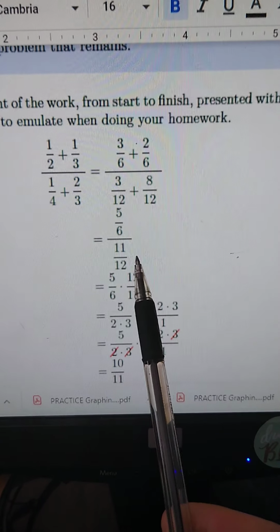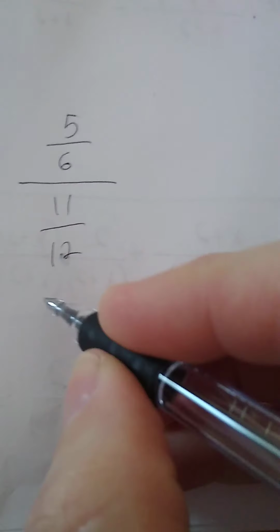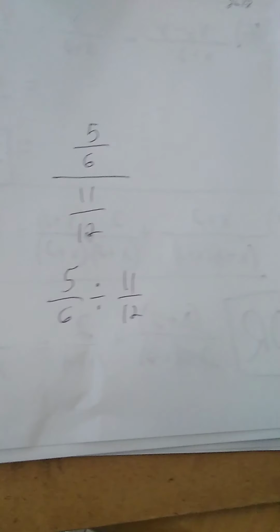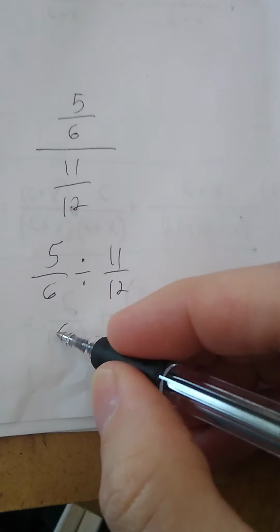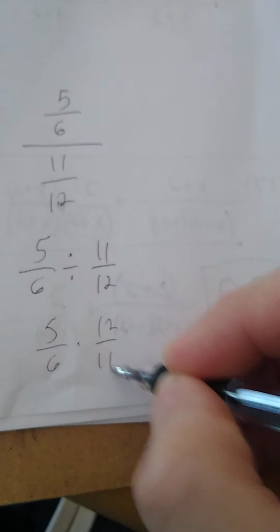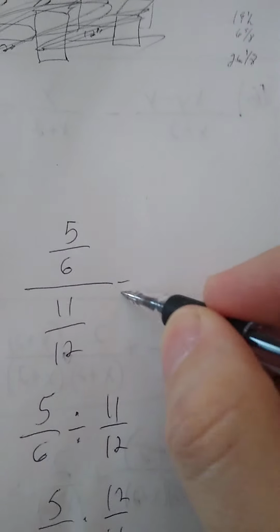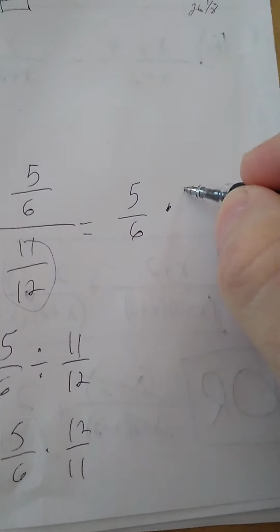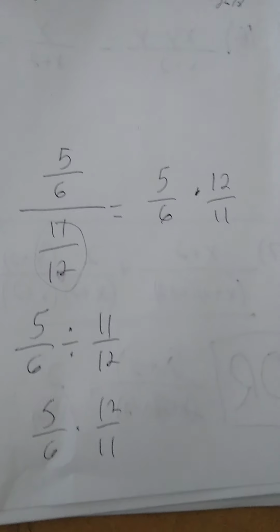So I have 5/6 divided by 11/12. How do I divide? Well, what we're looking at is a division problem that looks something like this. So 5/6 divided by 11/12. The other way I could write that is 5/6 divided by 11/12. And we know when we divide, we multiply by the reciprocal. Well, since we're writing it in this form, it's the same thing. I'm going to take 5/6 and I'm going to multiply it by the reciprocal of this, which would be 12 over 11.